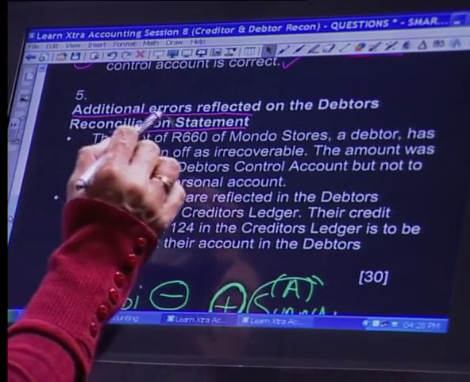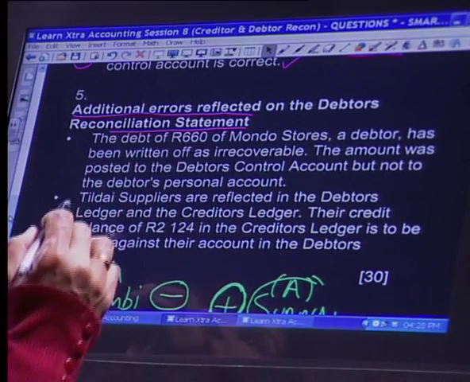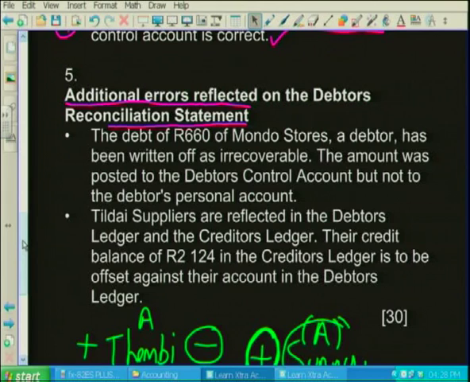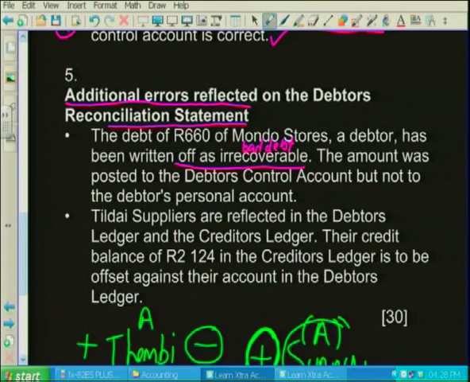Right, number 5, additional errors reflected on the debtor's reconciliation statement. The debt of 660 Rand of Mondo Stores, a debtor, had been written off as irrecoverable. Okay, remember guys, irrecoverable, you did this in grade 10. This simply means this is a bad debt. We cannot trace the debtor, he's not paying us the 660 Rand, it's not worth us adding on any interest because he's just refused to pay, we rather write off his debt. The amount was posted to the debtor's control account, so that's been done, but not to the debtor's personal account. In other words, again, personal account meaning the debtor's list.